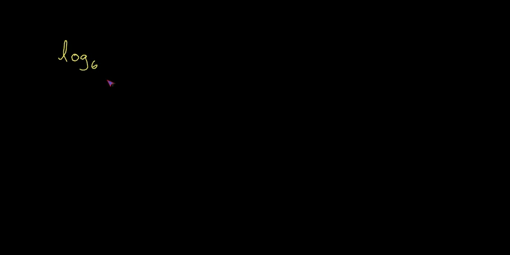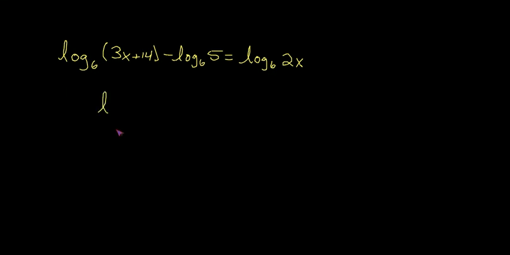We're going to go log base 6 of 3x plus 14. We're going to subtract log base 6 of 5. And we're going to set that equal to log base 6 of 2x. Alright, a little more complicated as far as more terms here, but this is where we can start applying some of the things that we've already worked with. So on this one, we're going to use our quotient property, which says I've got a log base 6, subtracting a log base 6, I can combine these into a single logarithm base 6.